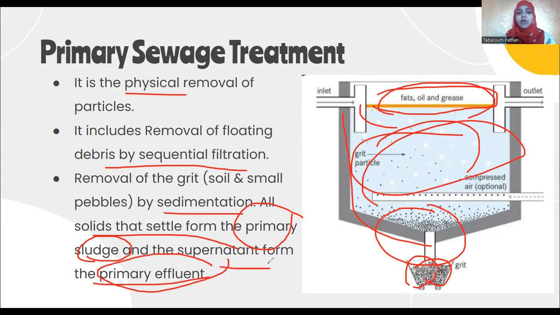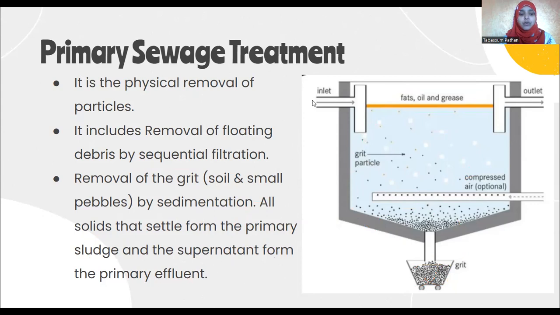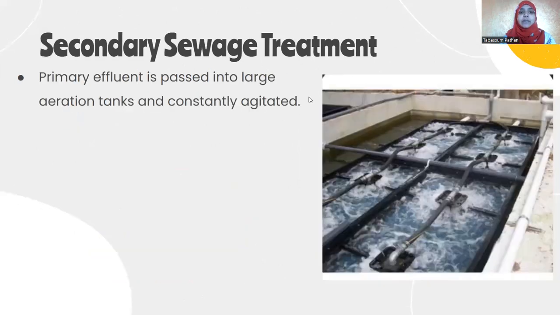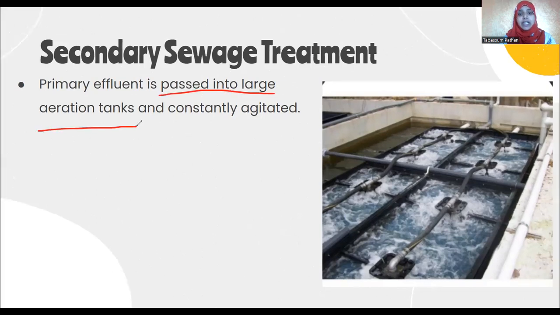Now this primary effluent will be subjected to secondary treatment. So moving to the secondary treatment, what happens in it? The primary effluent, the water which is now free from big stones and grit and all the oil, grease, and other solid waste material, is now passed into large aeration tanks.